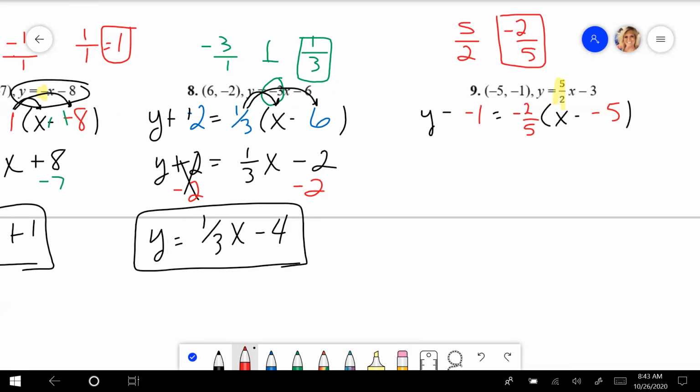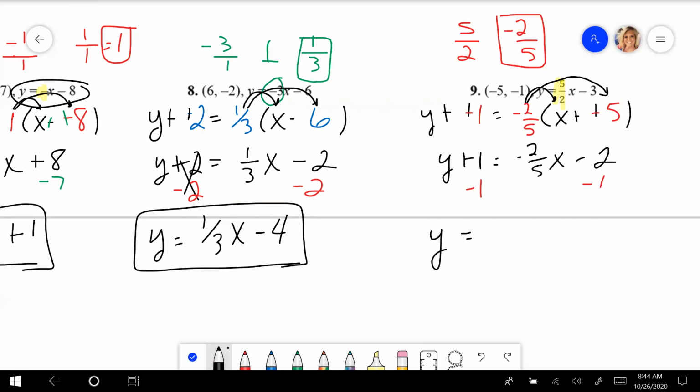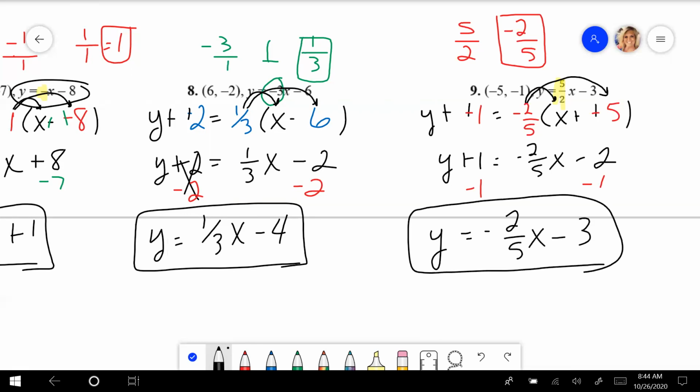Do you have any minus and negatives? Yes, I do, right here. They change to positive. So this becomes y plus 1 equals -2/5 times x, -2/5 x, -2/5 times 5 is -2. I'm going to subtract 1 from each side. You should have gotten y equals -2/5 x minus 3. This is your equation that is perpendicular to this line and goes through this point.